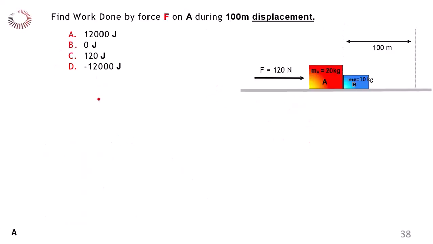Let us say I want to calculate the work done by this force F on A due to a 100 meter displacement. Once we apply a force F of 120 Newton, particle A is displaced by 100 meter. So what is the work done on A? It is simply 120 into 100, and that number is positive because the particle is displaced along the direction of the force. So the answer is 12,000 joule. That is the work done by the force.